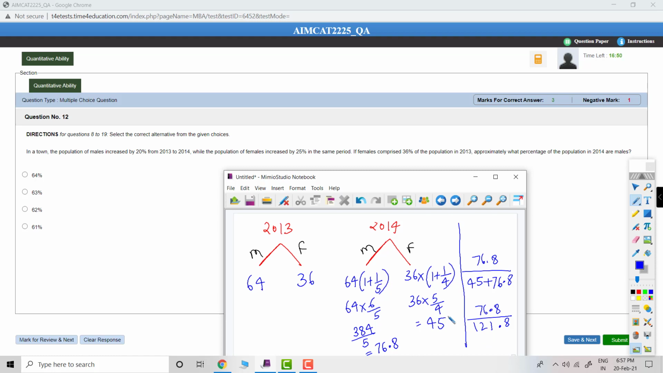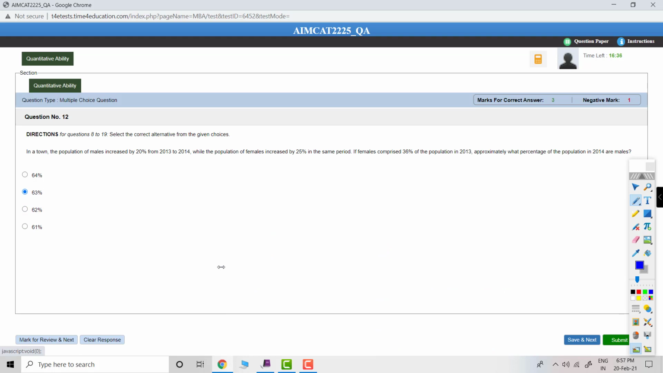I will take the help of the calculator from the phone. 76.8 divided by 121.8, so this is equal to 63.05. Okay, so they are asking approximately, so our answer is 63. Now question number 13.